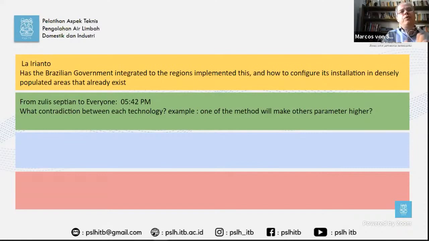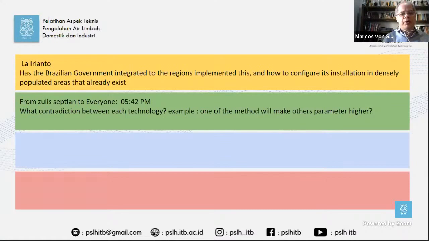In most of the cases, in the densely populated areas, you don't have much land available. You will need to use more compact systems, as I told you, UASB reactors, followed by any form of compact systems, especially here in Brazil. What is being most widely used in terms of compact systems is UASB reactors followed by trickling filters. We have many of them, and also it's a very good choice for the rest of Latin America as well.